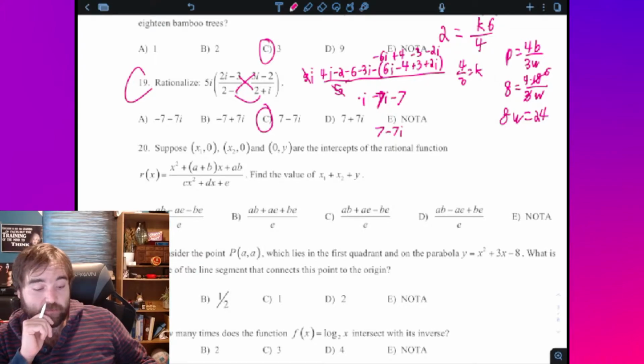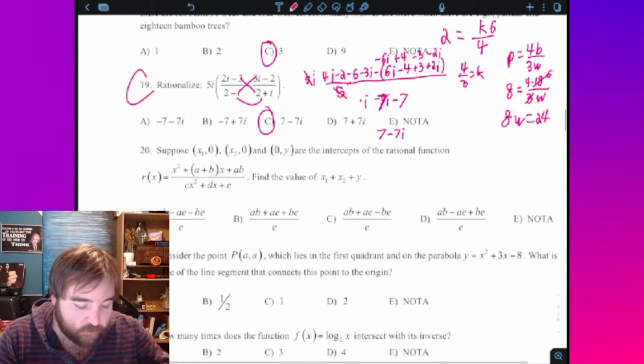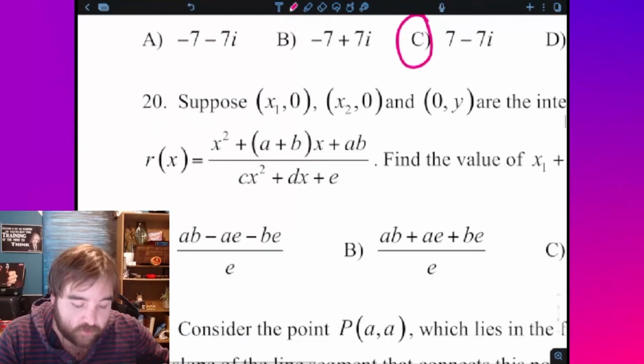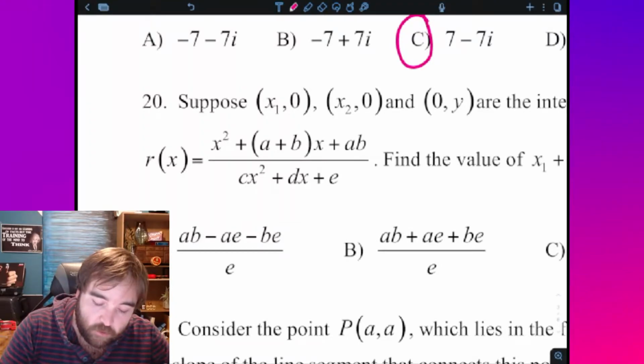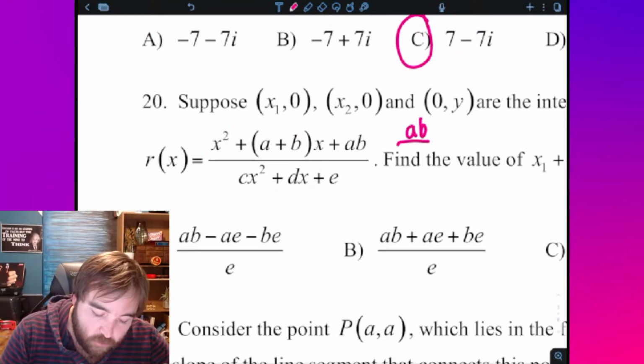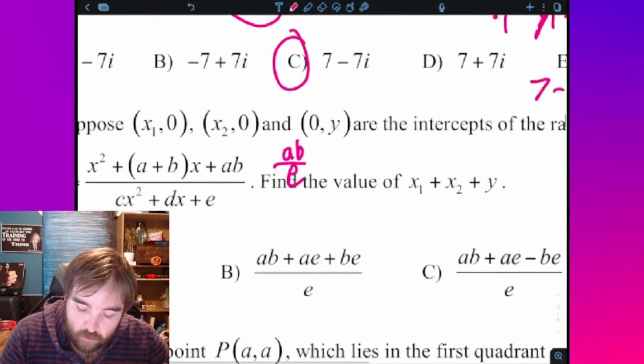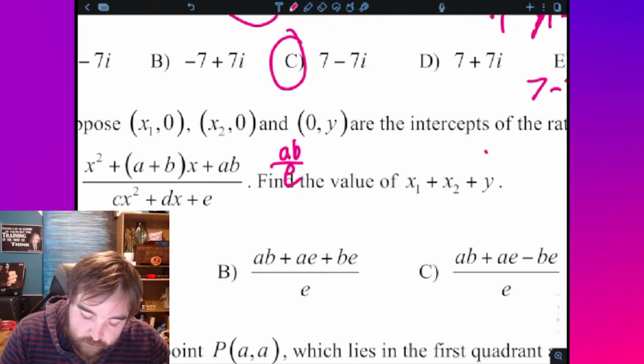Those are the intercepts in the rational function. Find the values of all this. So I have to find the intercepts. One intercept, y, is when x equals 0. So I can see that's 0 plus 0, so that's AB over E. That's what y is.